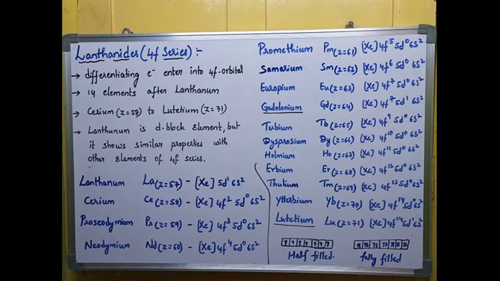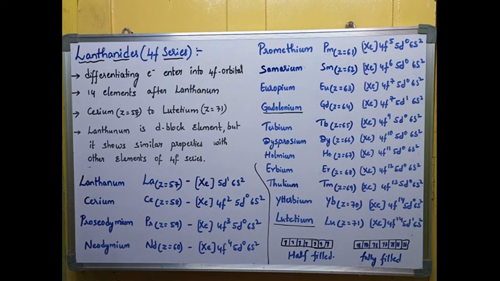Next, coming to lanthanides. Lanthanides are also called 4f series elements. Why do we call them the 4f series? Here the differentiating electron enters into the 4f orbital, and there are 14 elements after lanthanum, from cerium to lutetium. You can observe cerium atomic number 58 and lutetium atomic number 71. So from cerium to lutetium, the elements come under lanthanides. And we may get a doubt, why is lanthanum kept in the F block? Because lanthanum, though it is a D block element, shows similar properties with all these F block elements. Hence lanthanum is kept in the F block 4f series.